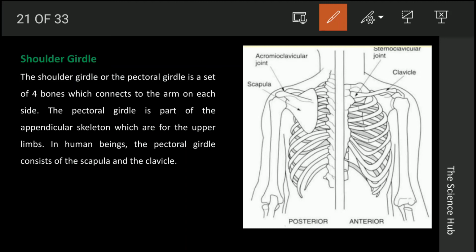In human beings, the pectoral girdle consists of scapula and clavicle. Scapula is the triangular bone on the posterior side and clavicles are the collar bones which are attached to the sternum.